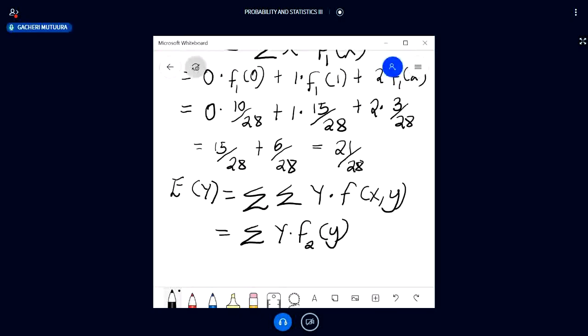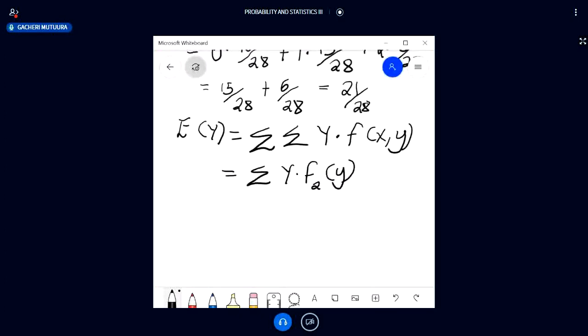We are very together. So yeah, y again, y is between 0 and 2. So we have this will be equals to 0 times f2 of 0 plus 1 times f2 of 1 plus 2 times f2 of 2, because it's y times f2 of y. So y0, y1, y2.